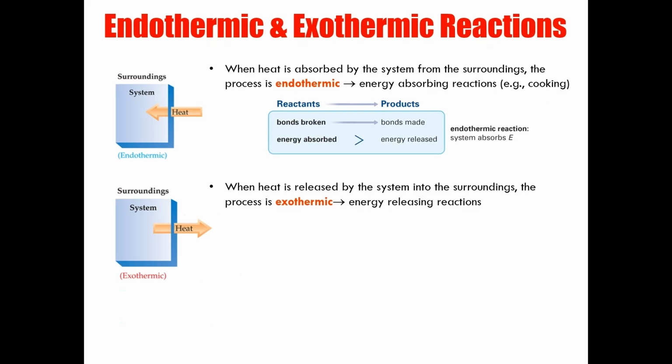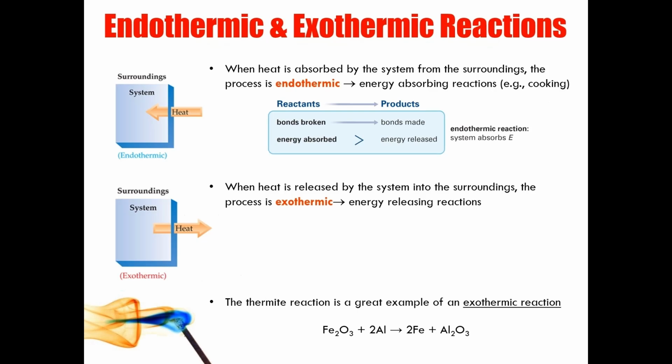Now, in contrast, when heat is released by a system into the surroundings, the reaction is considered exothermic. A great example of this would be a thermite reaction. This is a reaction between raw aluminum metal and iron(III) oxide to produce molten iron and aluminum oxide. This reaction is so exothermic that it reaches temperatures greater than 5,000 degrees Celsius, close to those on the surface of the sun.